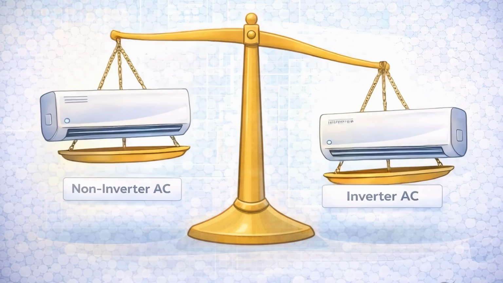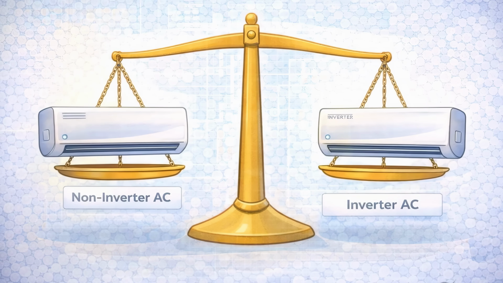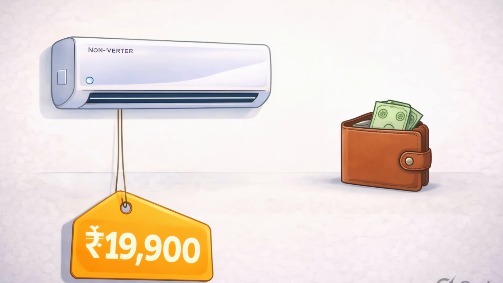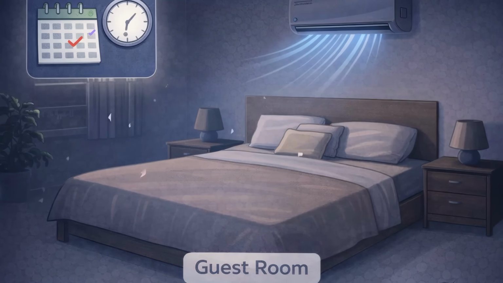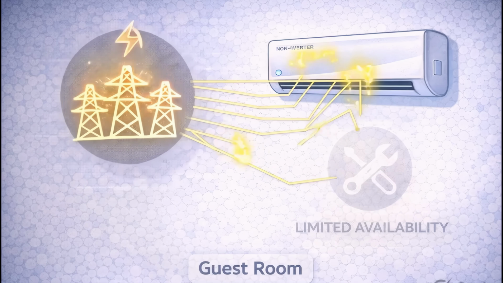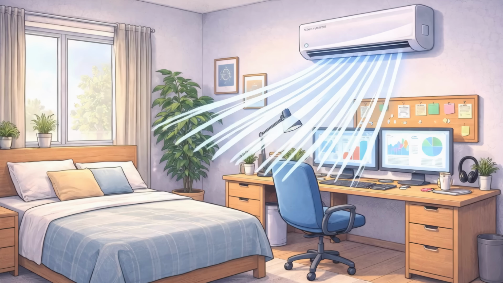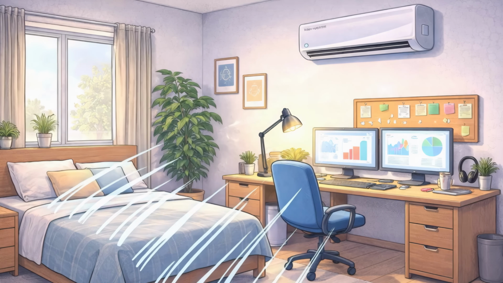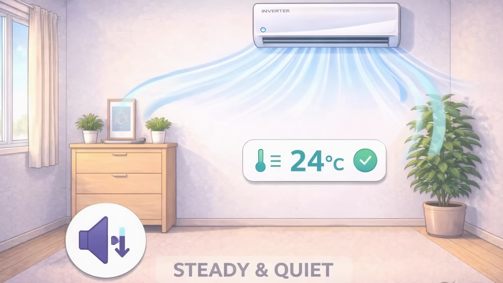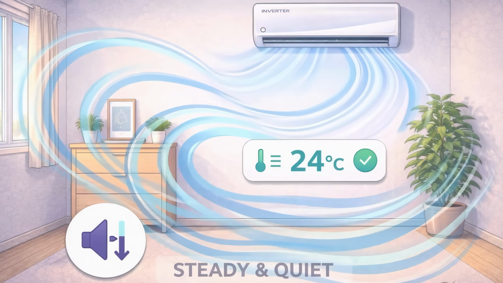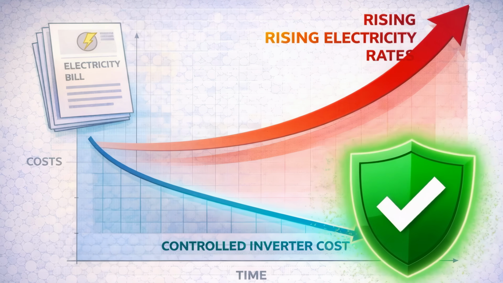In the end, the choice between inverter and non-inverter isn't about which technology is better. Both have a purpose. Buy the non-inverter if you are on a very strict budget. You are installing it in a room that is rarely used, like a guest room or a storage area. You live in an area where the power grid is extremely unstable and repair technicians are hard to find. Buy the inverter if this is for your main bedroom or your home office. You plan to run the unit for more than 4 hours at a time. You value silence and a steady, unchanging temperature. You want to lower your monthly overhead and future-proof yourself against rising electricity rates.